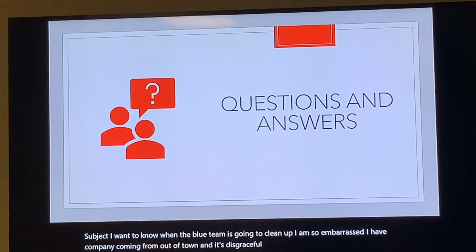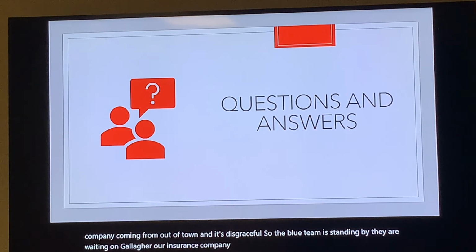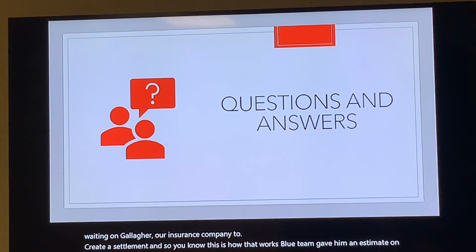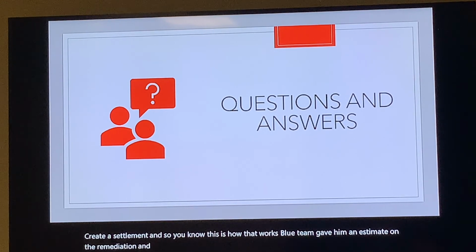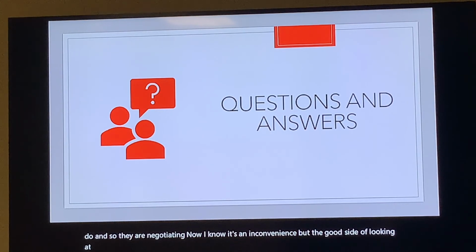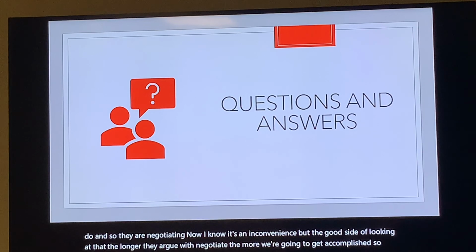So the Blue Team is standing by. They are waiting on Gallagher, our insurance company, to create a settlement. This is how that works. Blue Team gave them an estimate on the remediation, and Gallagher doesn't want to do as much as the Blue Team thinks they need to do, so they are negotiating. I know it's an inconvenience, but the good side of looking at that is, the longer they argue and negotiate, the more we're going to get accomplished. So they haven't started. They're on standby.